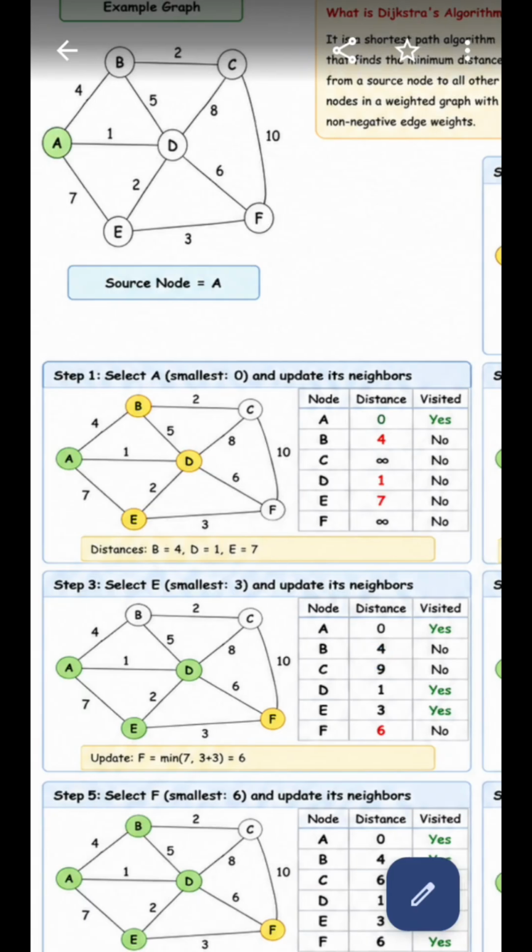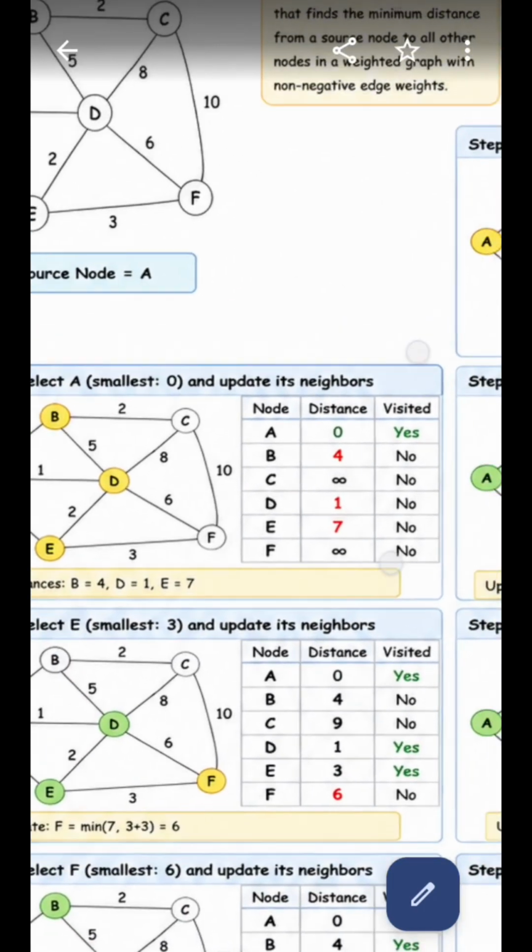So first we are going to visit A, it is the start node, so we are saying the distance as 0 and visited as yes. And from A to B, the edge weight is 4, so we are marking the distance as 4 and visited as no, because we haven't visited the node yet, we are just marking the distances of the nodes from A. A is connected to B, D and E. The distance A to B is 4, from A to D it is 1, and from A to E it is 7. So we are marking that here in the table and visited as no as of now.